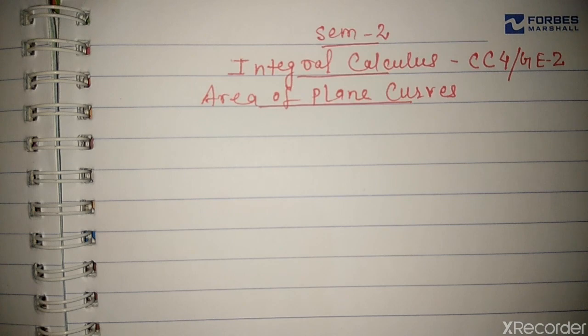Today we will discuss a new chapter of integral calculus, that is, area of plane curves. In this chapter we will see how we can find the area of some plane closed curves, or the portion of a plane curve bounded by lines. So here we see the area of a curve given by a Cartesian equation.